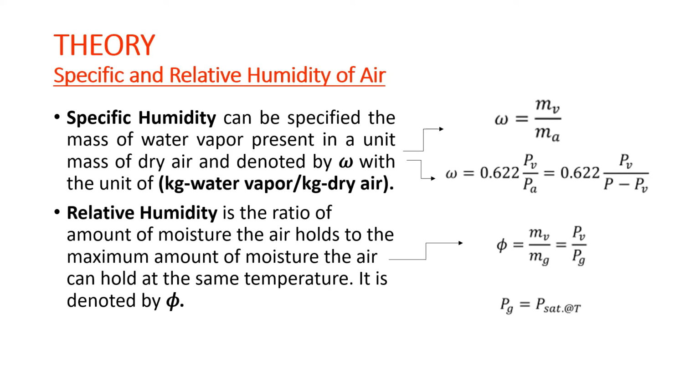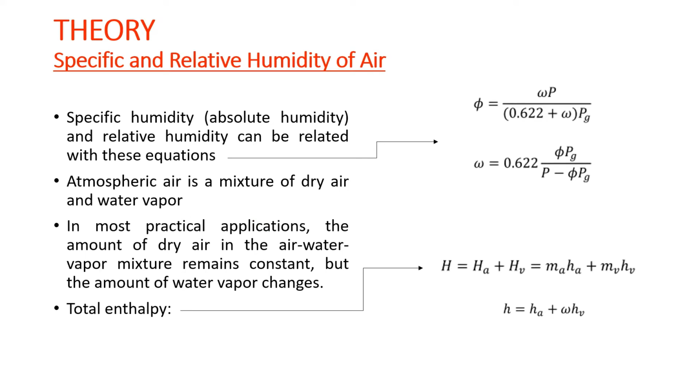In another definition, relative humidity, which is the ratio of the amount of moisture the air holds to the maximum amount of moisture the air can hold at the same temperature, is denoted by phi. Specifically, the relative humidity ranges from 0 for dry air to 1 for saturated air. Absolute humidity and relative humidity can be related with the following equations.